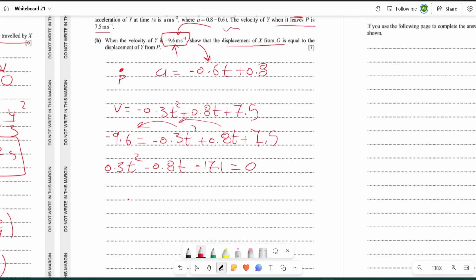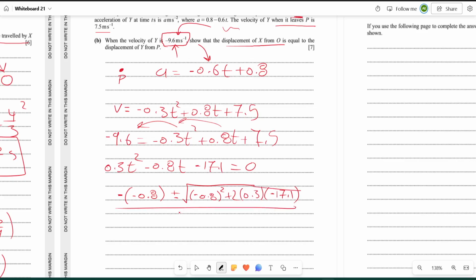So we can solve this quadratic using the quadratic formula. It goes like minus b, so minus negative 0.8, plus or minus the square root of b squared, which is negative 0.8 squared, plus 2 into a, which is 0.3, into c, which is negative 17.1, all over 2 times 0.3.